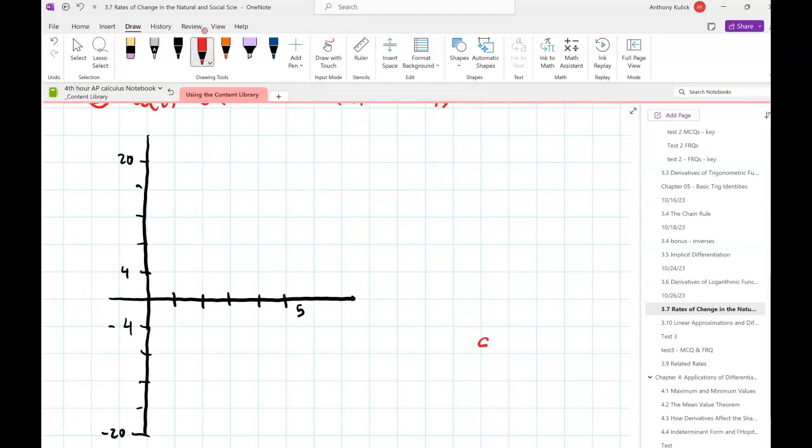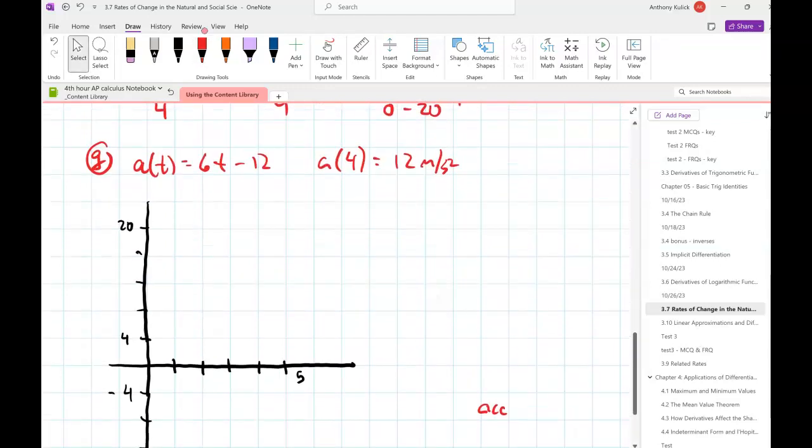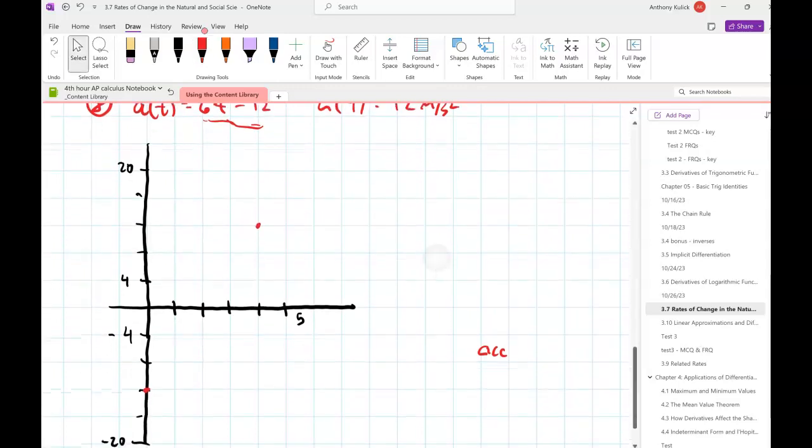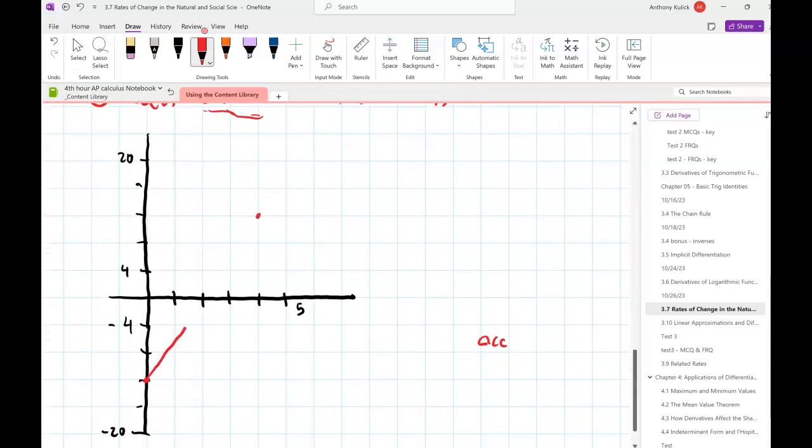All right, we'll do the acceleration first. We'll do that in red. So I know at 0, what is the acceleration? Negative 12, right? So like down here. And at 4, we're positive 12, so that's 4, 8, 12. So I can just kind of connect those dots. That ought to do us, right? Everybody feel good there?